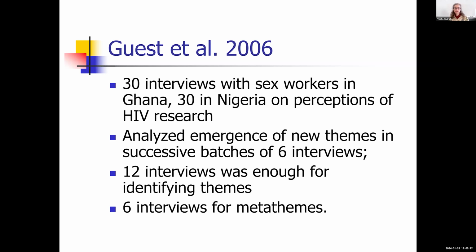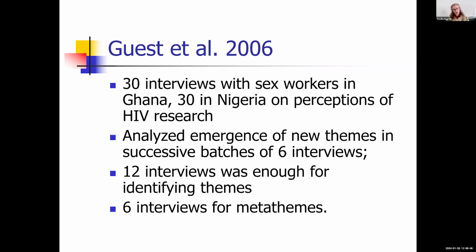They analyzed the emergence of new themes in successive batches of 6 interviews. So they take 6 interviews and analyze all the themes, and then they take another 6 interviews and see if anything new came up. They did this as a kind of lab experiment, I suppose. And they found that 12 interviews was enough for identifying themes, and 6 interviews for meta themes, meaning overarching themes.